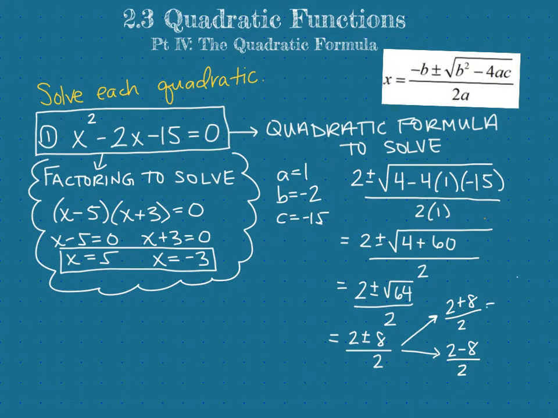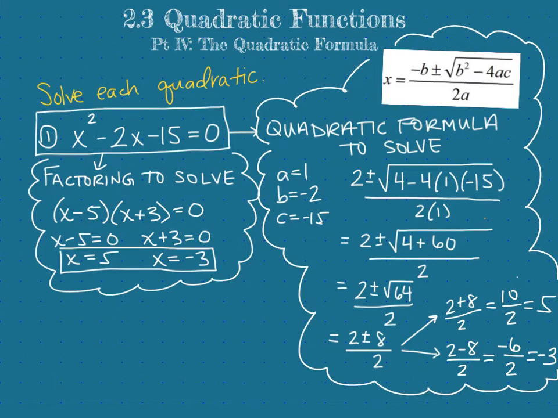All right, 2 plus 8 is 10. 10 over 2 is 5. 2 minus 8 is -6. All over 2 is -3. So our two solutions, in both cases we found, which we should, it's the same problem, are 5 and -3.